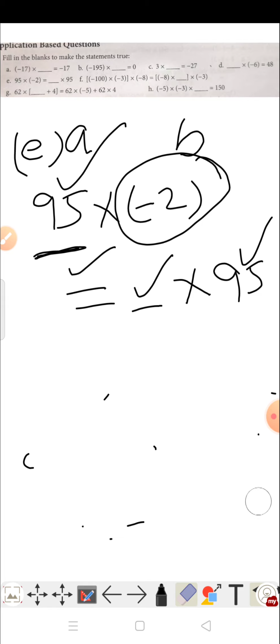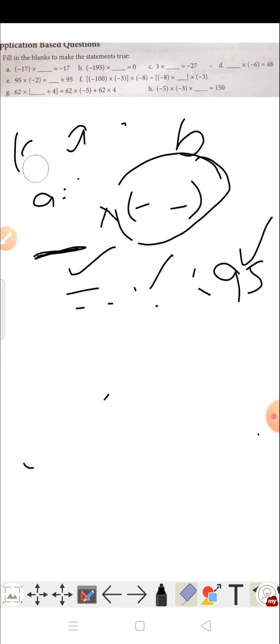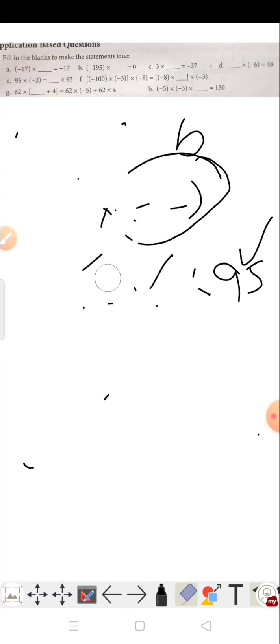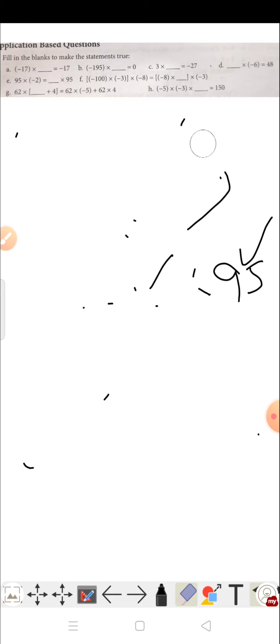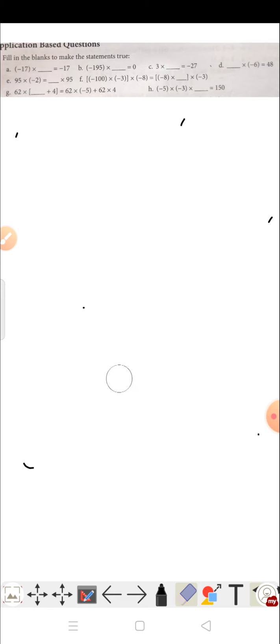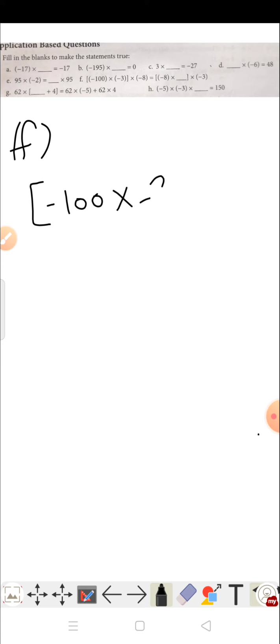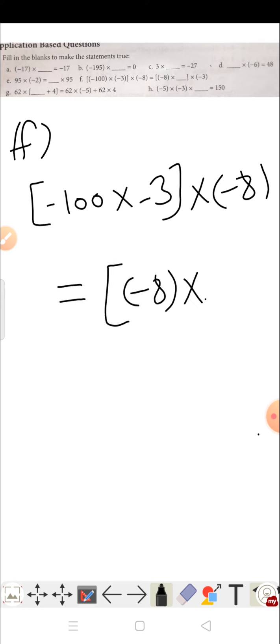So look at the F part. What is the statement of your F part? In the F part, we are given that minus 100 multiplied by minus 3 multiplied by minus 8 is equal to minus 8 multiplied by the blank and multiplied by minus 3. So in your F part, it is given that minus 100 multiplied by minus 3 multiplied by minus 8 is equal to minus 8 multiplied by the blank and multiplied by minus 3.